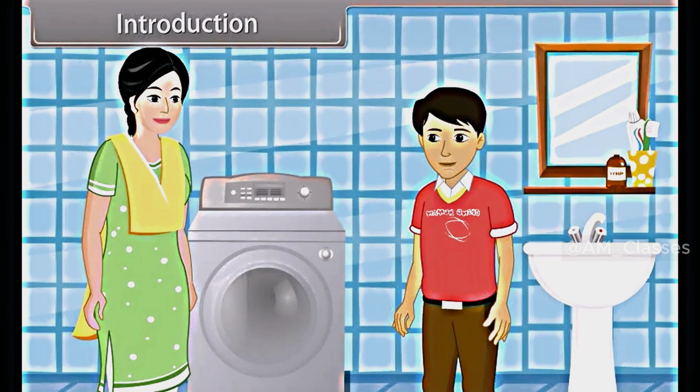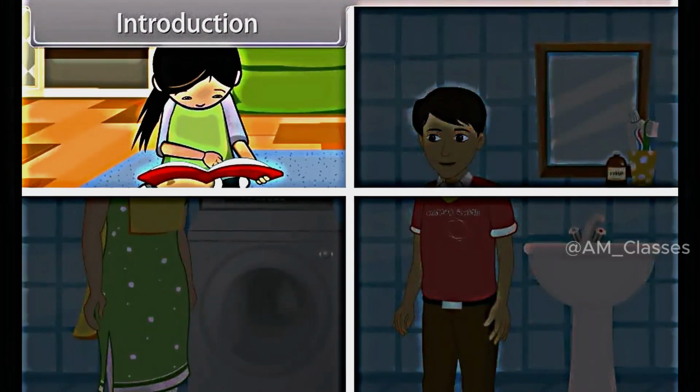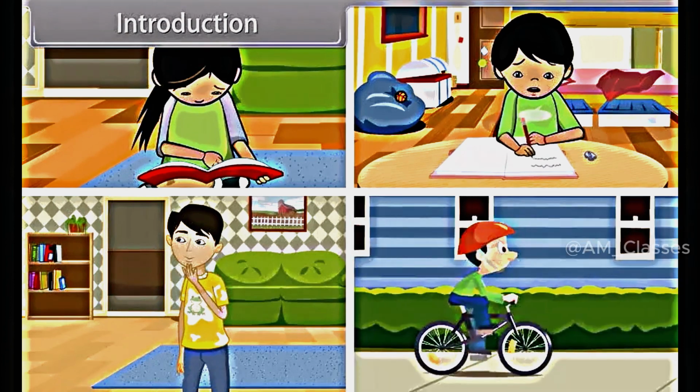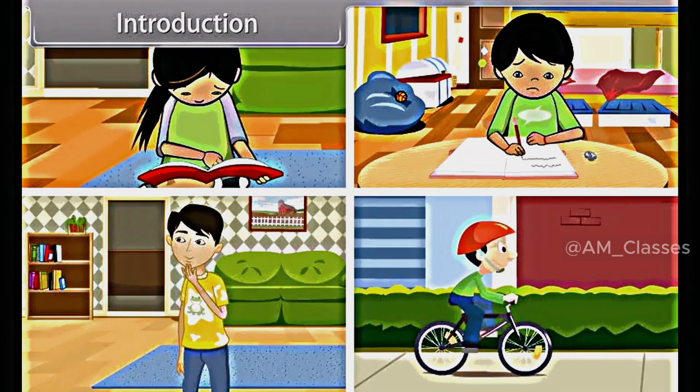Introduction. I have to do lots of work. I'm so tired. I don't have any more energy now. Mom, why do you need energy? Son, we do lots of work daily. Reading, writing, thinking, cycling, etc. So we need energy to do all these activities.